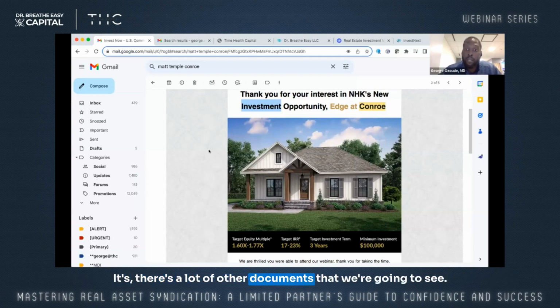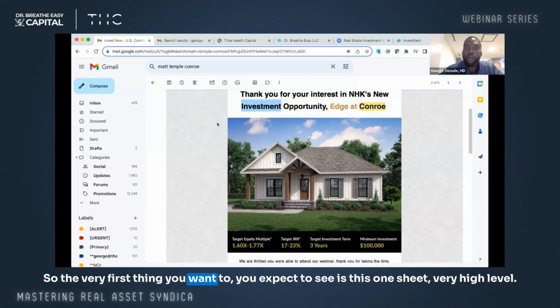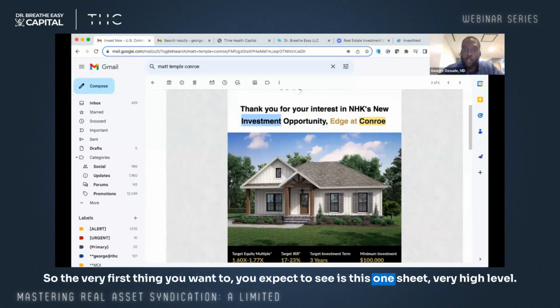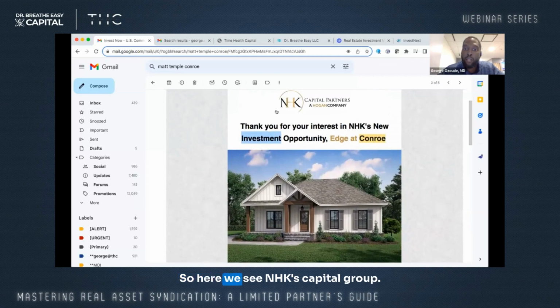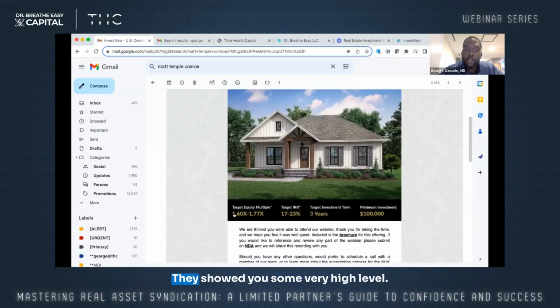There are a lot of other documents that we're going to see for the rest of this hour. These GPs don't want to bombard you with all these documents if it's not even an asset class that you're interested in. So the very first thing you expect to see is this one sheet, very high level. Here we see NHK's Capital Group. They're making a new investment offering. They give you the location, which is Conroe, Texas, and they show you some very high level return profiles.